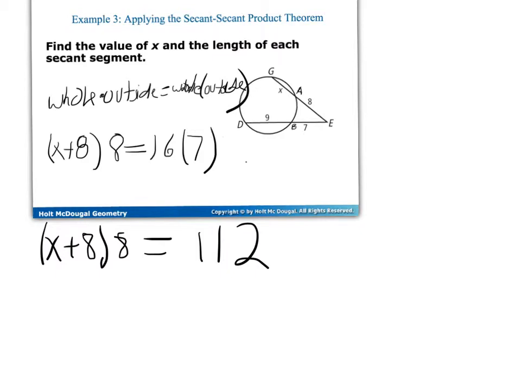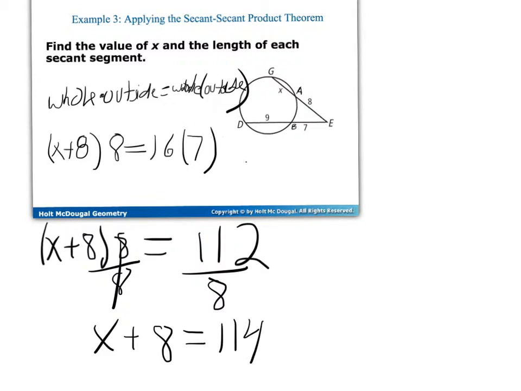Now, instead of distributing the 8 into here, let's go ahead and divide the 8 out and move it over here. So I'm going to divide this. Since it's on the outside of the parentheses, I'm multiplying it, so I divide it out. I get x plus 8 equals 14. So that was a lot easier instead of distributing and then subtracting and then dividing.